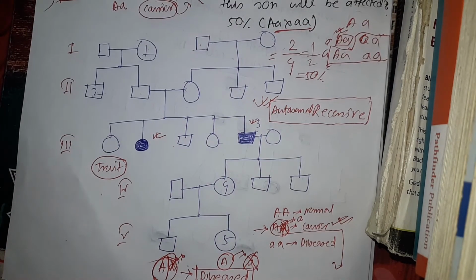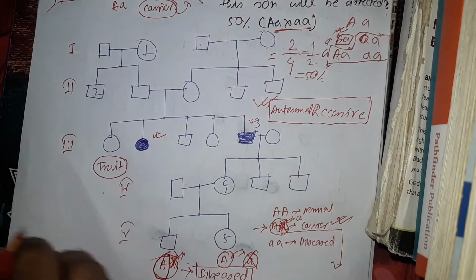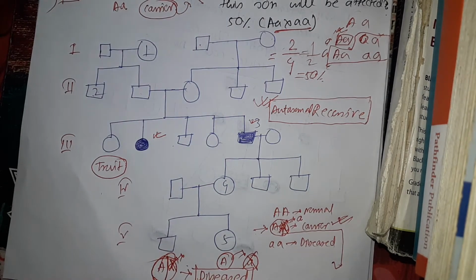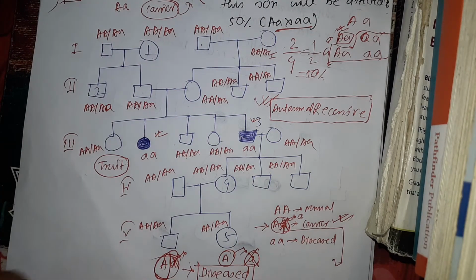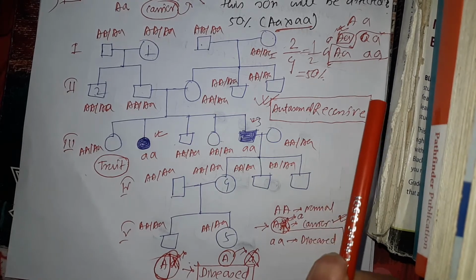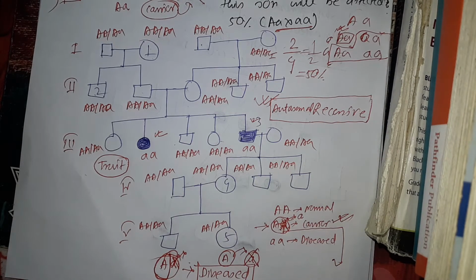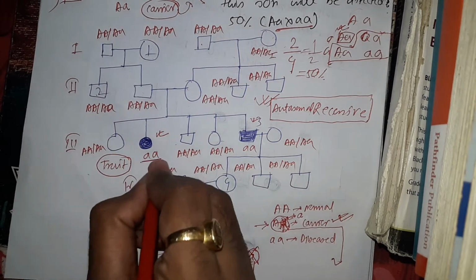I hope you have cleared up all the genotypes that you need to know to answer autosomal recessive questions. Now let's come back here. Welcome back. As we have concluded that it is an example of autosomal recessive, all the unfilled symbols have either genotype capital A capital A or capital A small a. If they have capital A capital A, then they are totally normal. If capital A small a, then they are carriers. And the filled symbols will obviously have genotype small a small a.